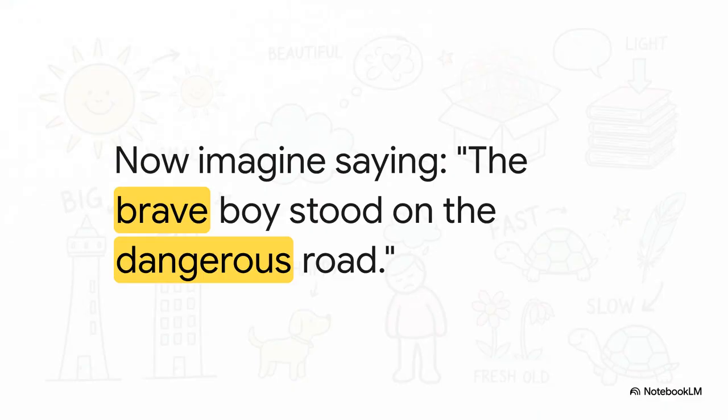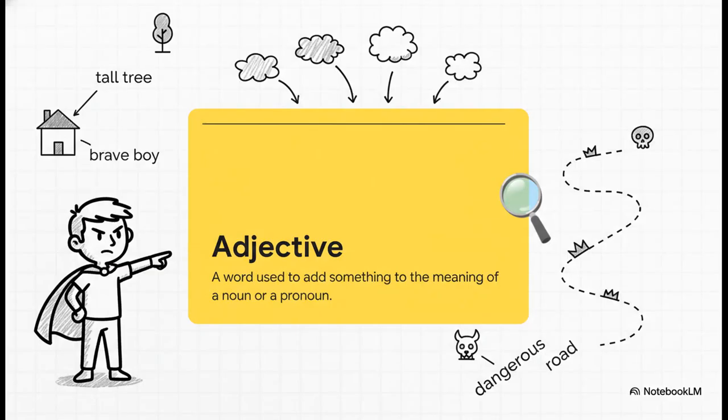Okay, now what if I say this instead? The brave boy stood on the dangerous road. See the difference? Suddenly we have a much clearer picture in our minds. We know what kind of boy he is: brave. And we know what kind of road it is: it's dangerous. Those two words, brave and dangerous, made all the difference. And that is exactly what adjectives do. So the main thing to remember is this. An adjective is a describing word. Its job is to tell us more about a noun or a pronoun. In our sentence, boy and road are nouns, and brave and dangerous are the adjectives describing them.